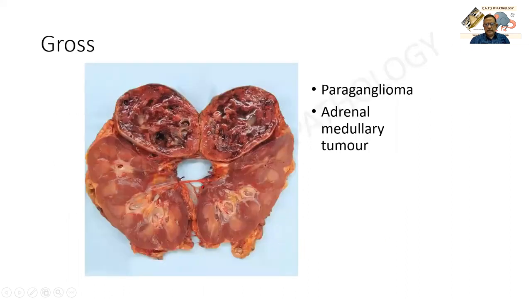Look at this particular specimen. I am able to make out the bean-shaped appearance of the kidney, and it has been cut open. In the upper pole, the adrenal is almost totally replaced by a hemorrhagic reddish brown tumor. So it is a tumor of the adrenal medulla. A similar tumor can also occur elsewhere where it is called paraganglioma.